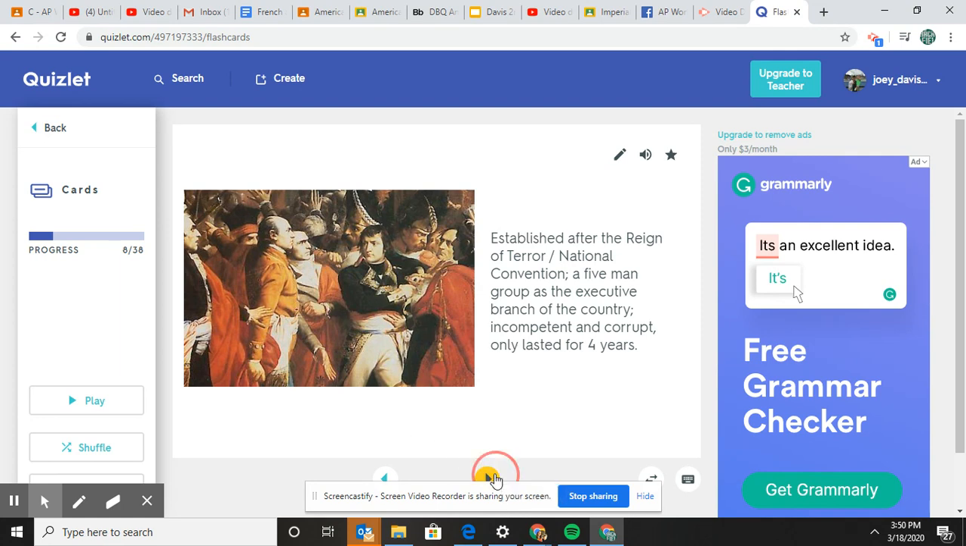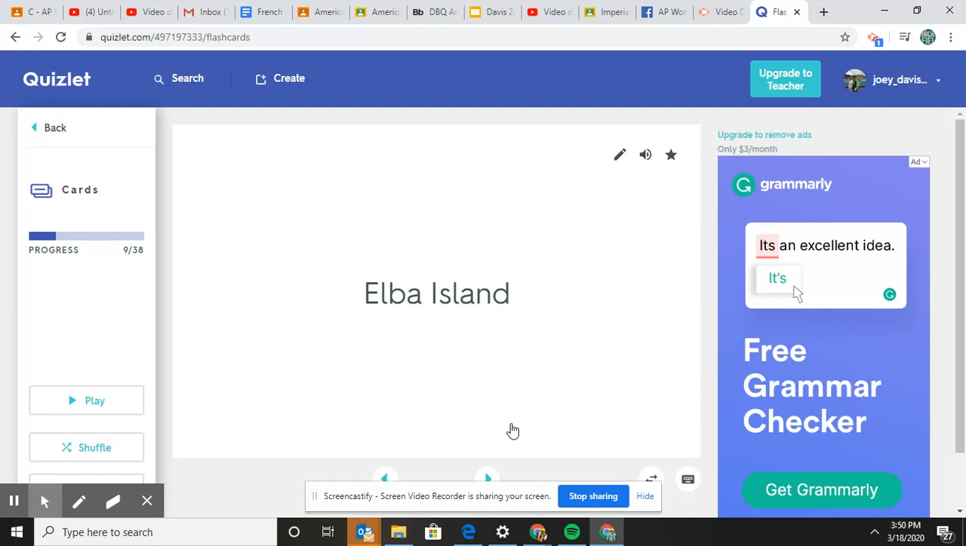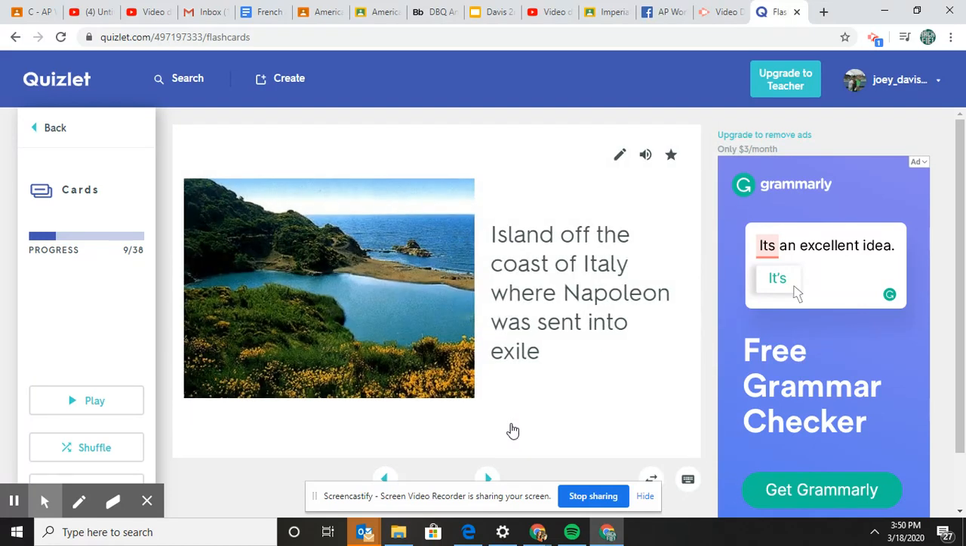All right, this, I'm going to guess, is going to say is St. Helena, or I'm sorry, Elba Island. So Elba Island at first, and I was thinking St. Helena is where he died, but this is where he went to live in exile. He spent about 100 days after.